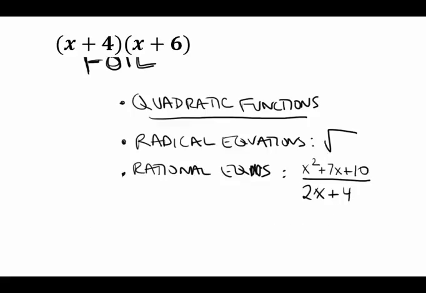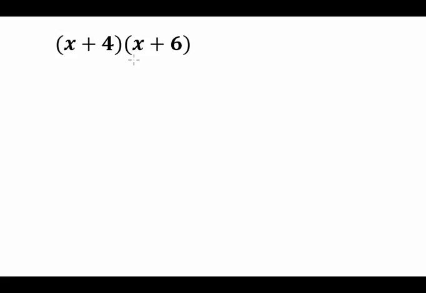So let's take a look. x plus 4 times x plus 6. This is a product of two binomials. Each of these expressions has two terms in it, an x and a 4, an x and a 6.